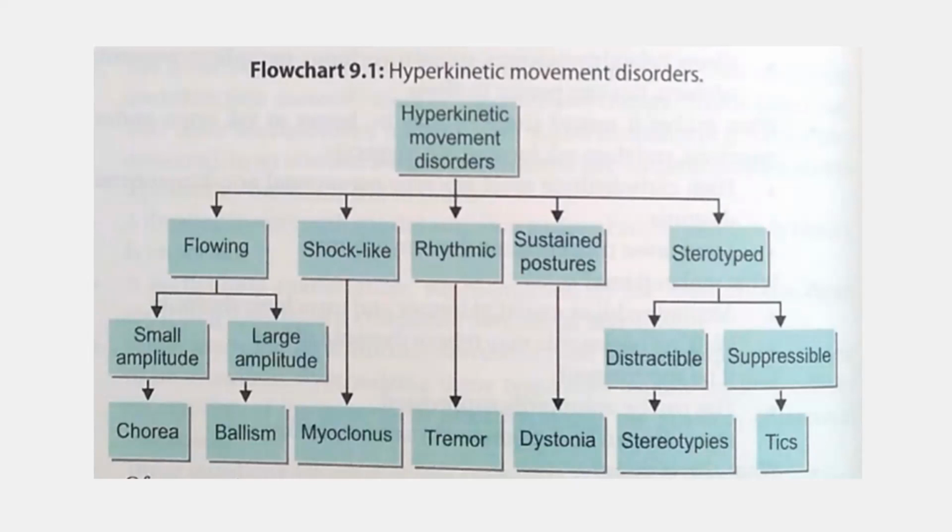So whenever you are taking the history or commenting on a movement disorder, you need to mention whether the movements are flowing or non-flowing, large or small amplitude, jerky or non-jerky, rhythmic or non-rhythmic, whether there is any posture or change in posture, and whether they are distractible, suppressible, or have any urge to move. If you ask the history properly, you can diagnose the condition. You can particularly make out which movement disorder the patient is having.